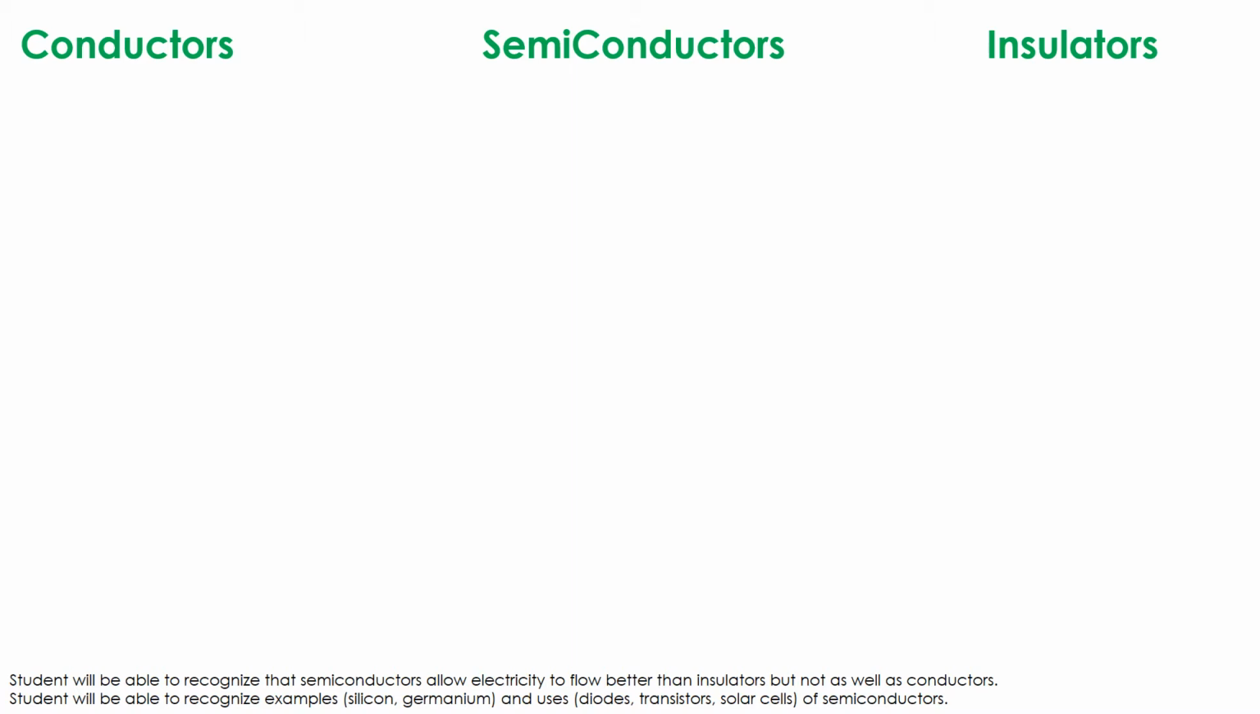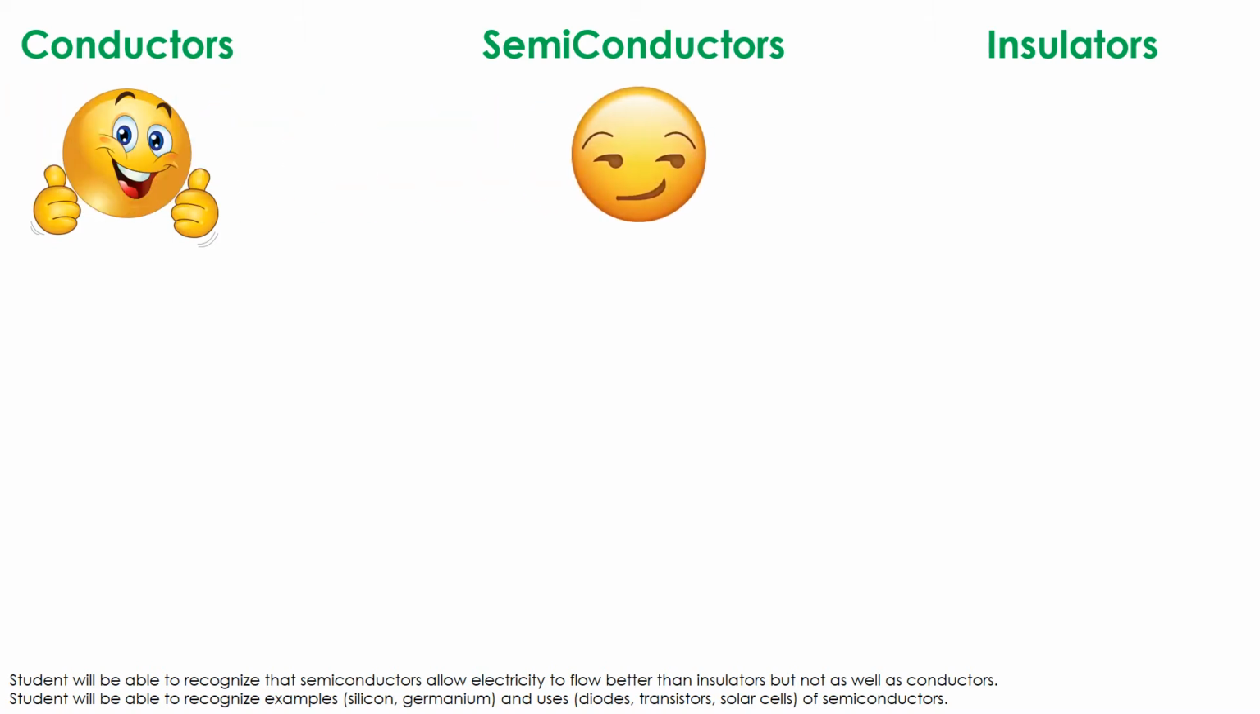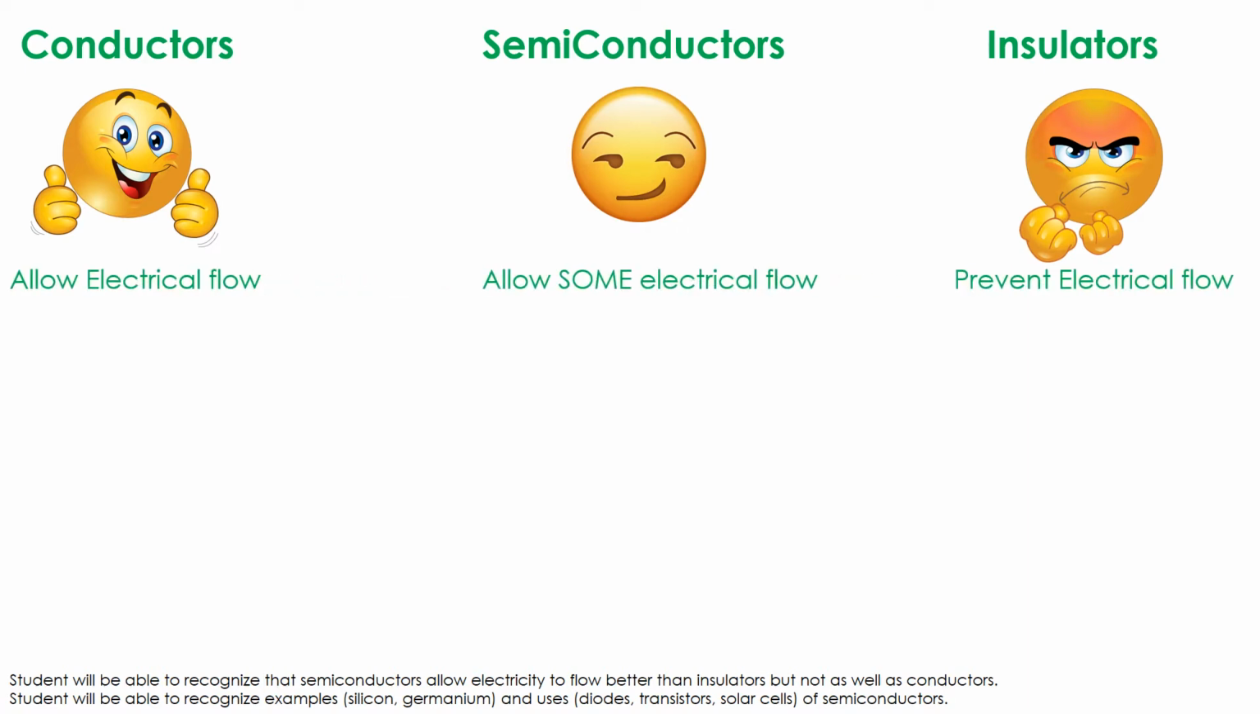Another way of looking at it, in a silly, goofy way, is that conductors really like electricity and allow it to go through. Semiconductors, they're kind of some, some, some, right? Insulators, no, they do not let anything go through at all.